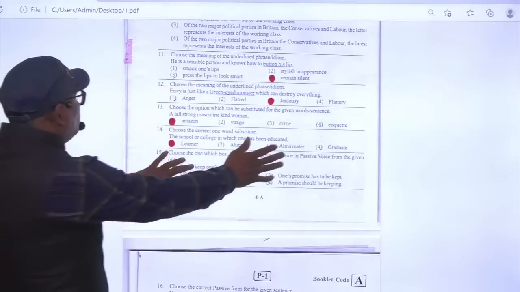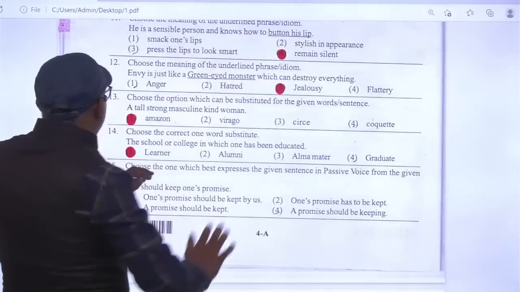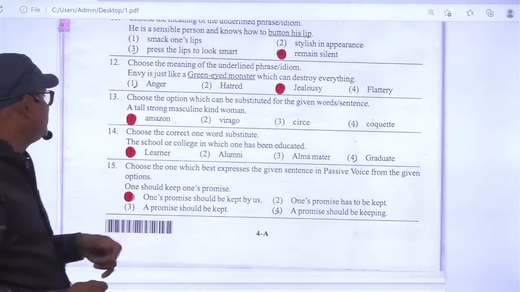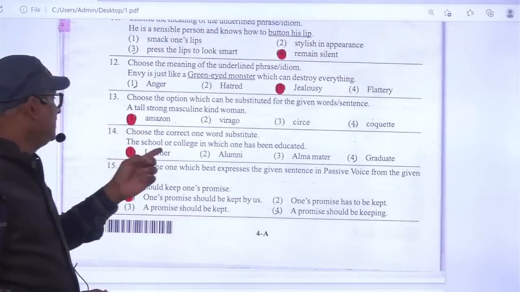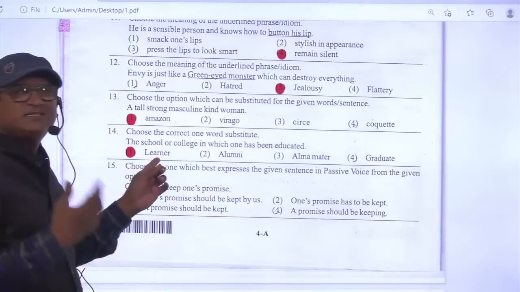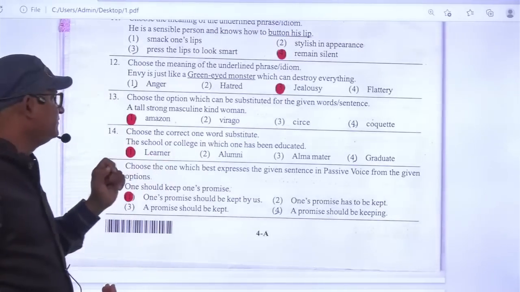And coming to the 14th question, choose the correct one-word substitute. Let us see what the given phrase is here. The school or college in which one has been educated. This is the word, of course very easy to learn, but not all.